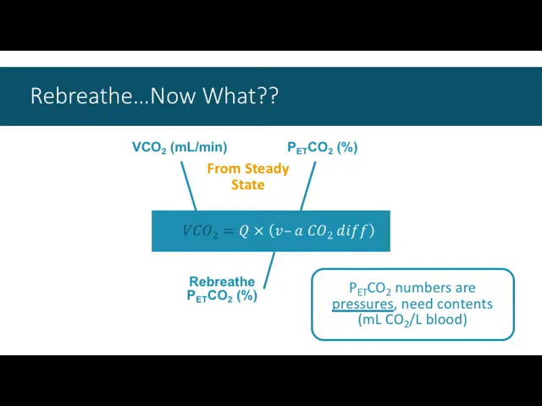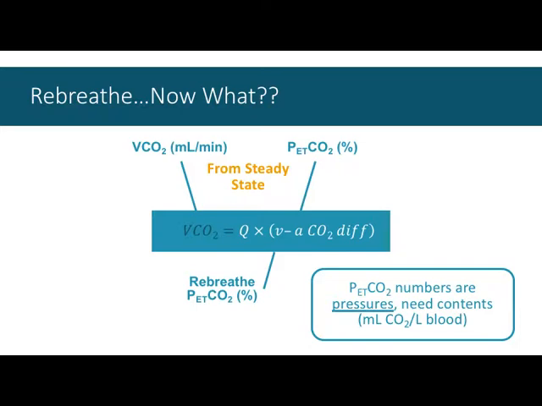Pressure is not contents. The standard units for contents are mils of CO2 per liter of blood. Sometimes it's mils of CO2 per 100 mils of blood, but I'm using these units, again, to keep consistent through the calculation. Mils of CO2, which is why we calculated VCO2 as we did.